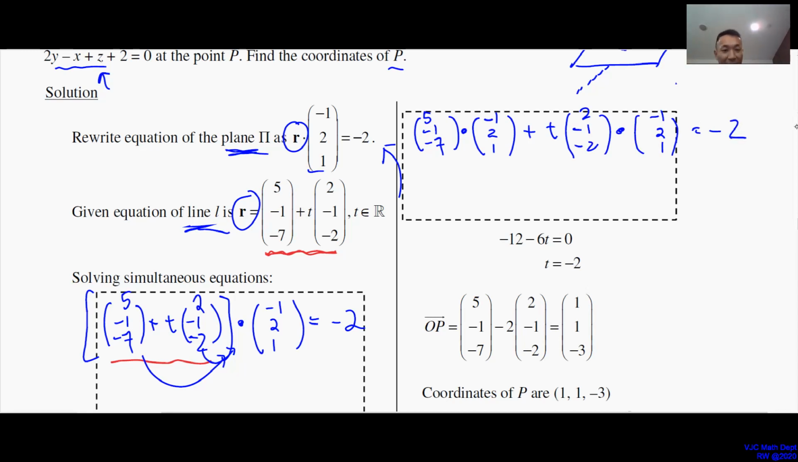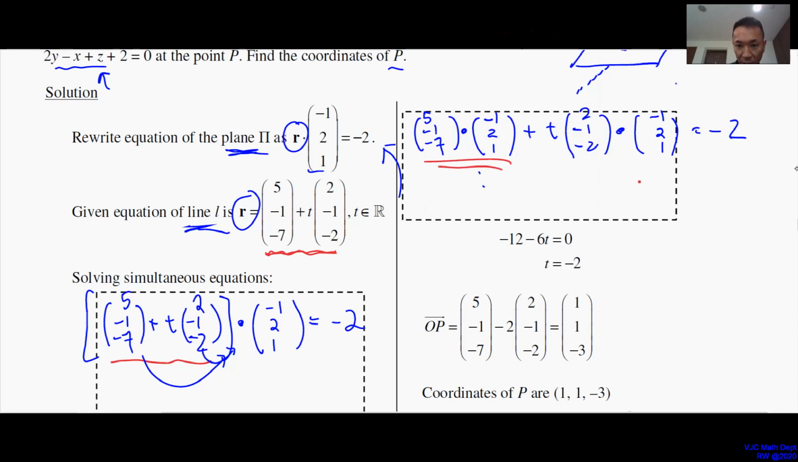But anyway, so you perform the dot products. I don't think it's a big problem. This dot this, you will get -12. Oh, sorry, I don't even need to write. It's there. You perform this dot product. Let me do this.